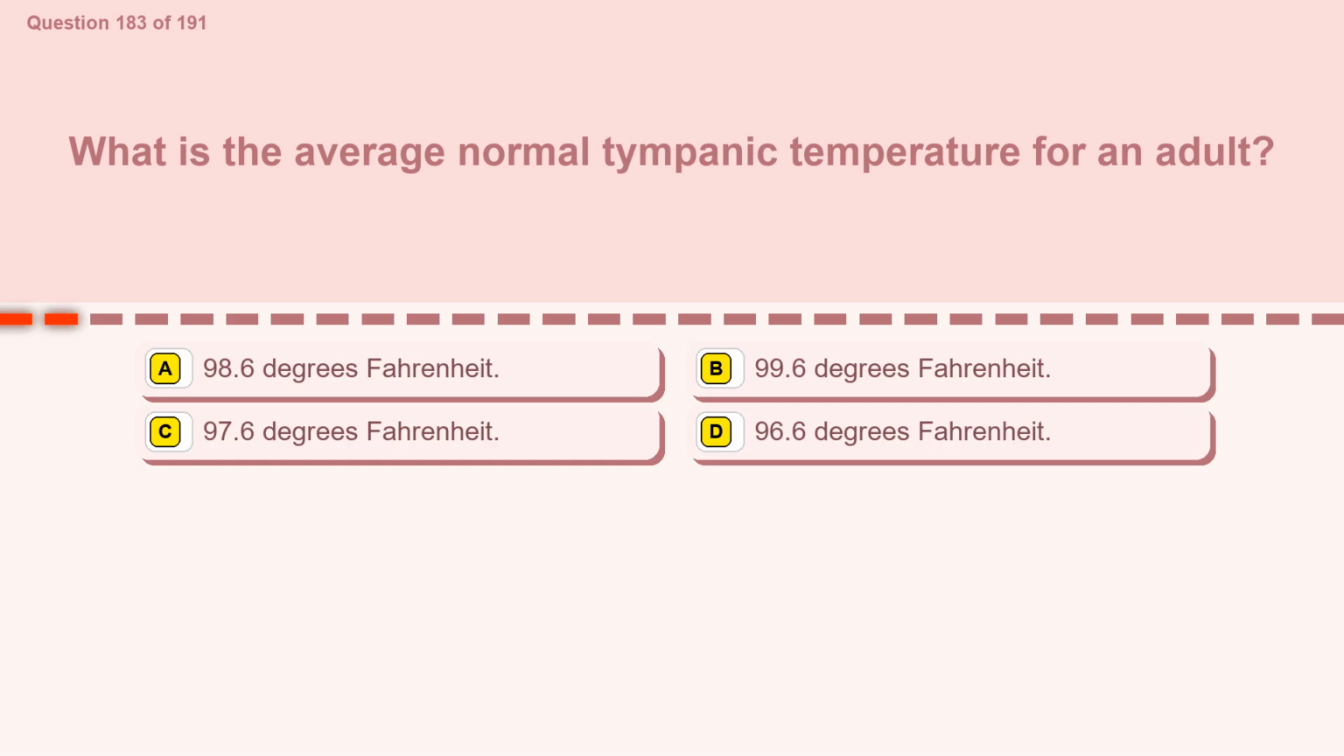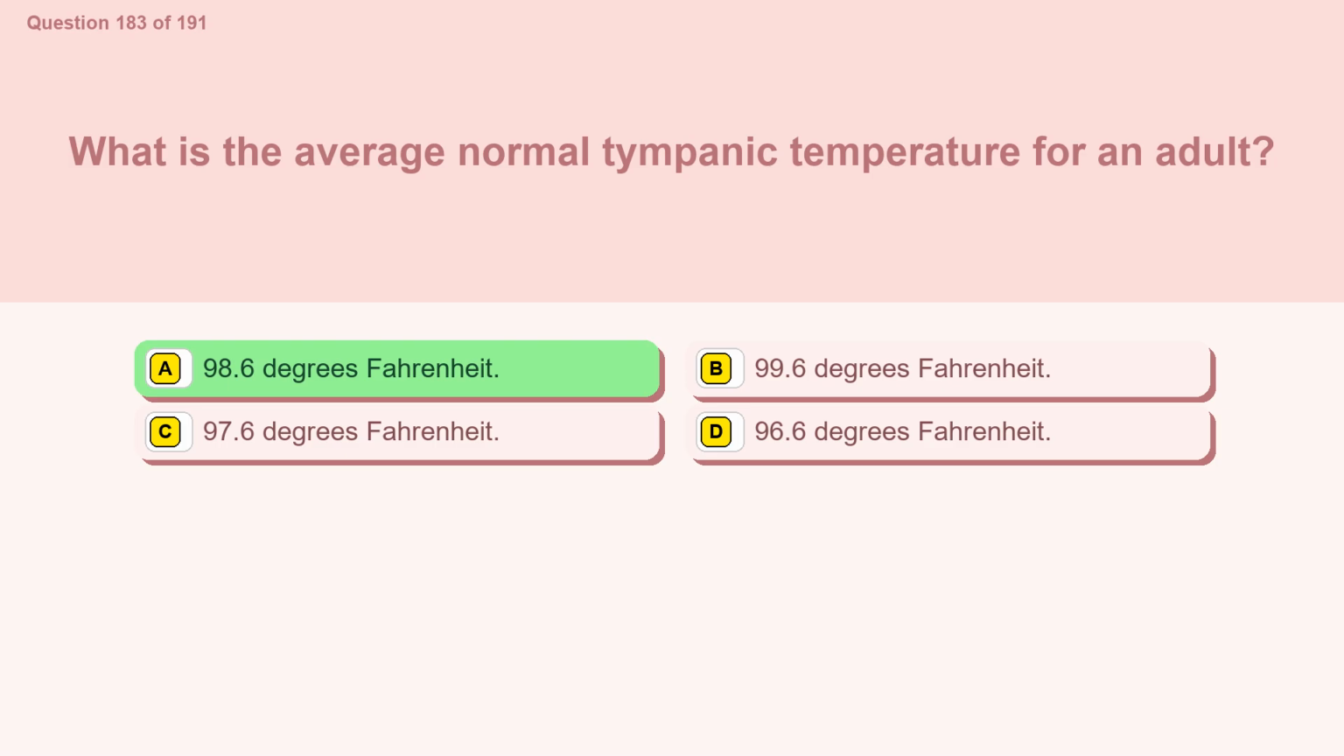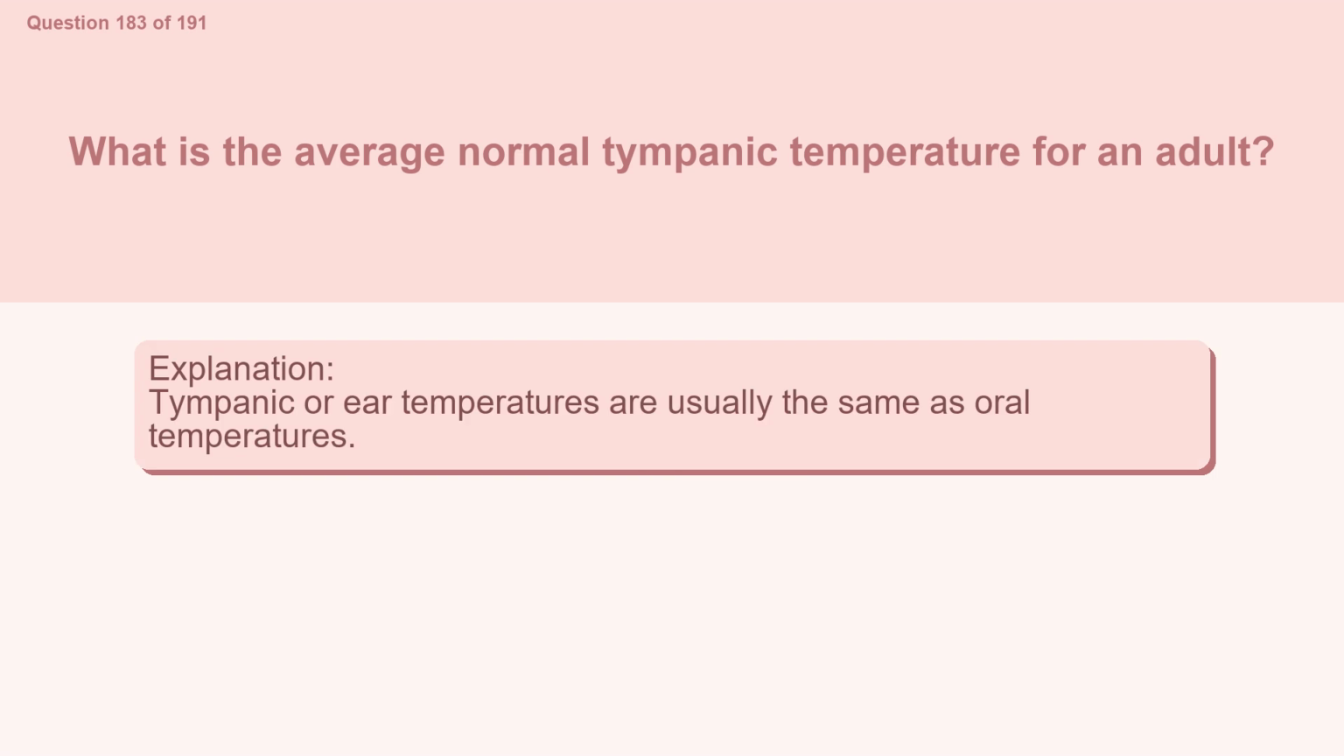Question 183. What is the average normal tympanic temperature for an adult? Option A, 98.6 degrees Fahrenheit. Option B, 99.6 degrees Fahrenheit. Option C, 97.6 degrees Fahrenheit. Option D, 96.6 degrees Fahrenheit. The correct answer is option A, 98.6 degrees Fahrenheit. Tympanic or ear temperatures are usually the same as oral temperatures.